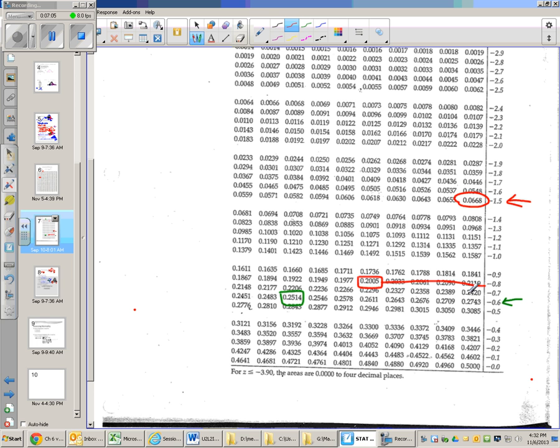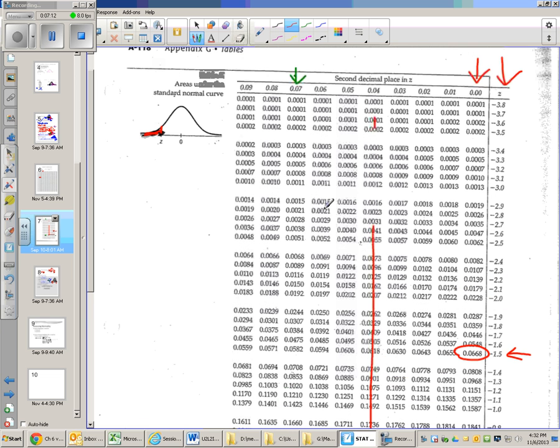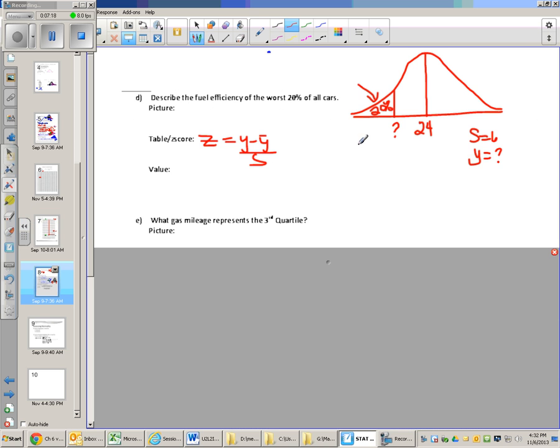Now, what z-score does that correspond to? A z-score of negative 0.8, and then we have to go up and see what hundredths place we're talking about, and that would be a 4. So negative 0.84 is the z-score that corresponds to that value. So z equals negative 0.84. Okay?